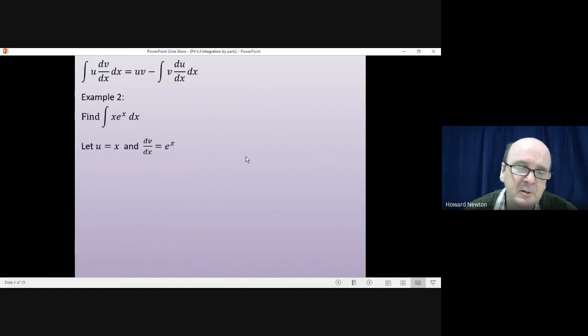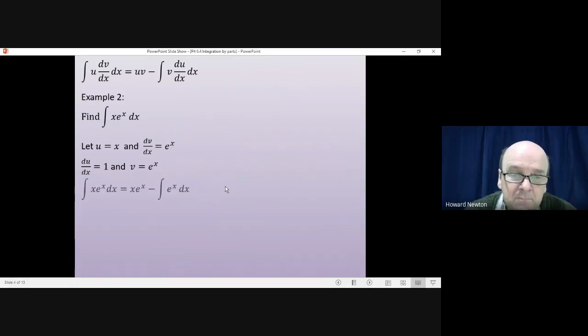Okay, let's have a look. So as always on these questions, we need to differentiate u. That gives us du by dx is 1. We need to integrate dv by dx. That gives us v is equal to e to the x. Then we substitute all four things into the formula.